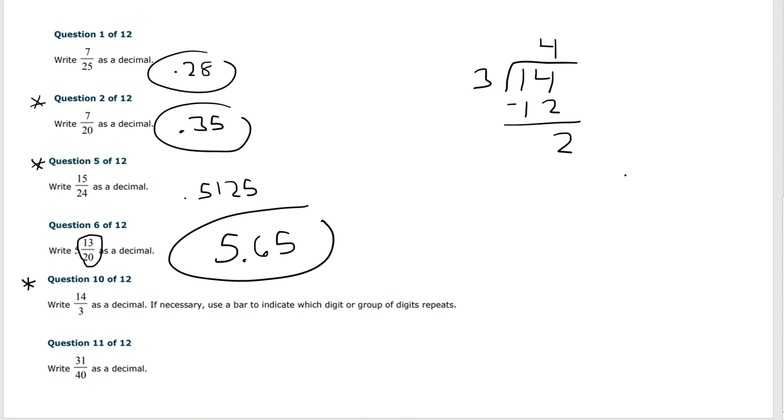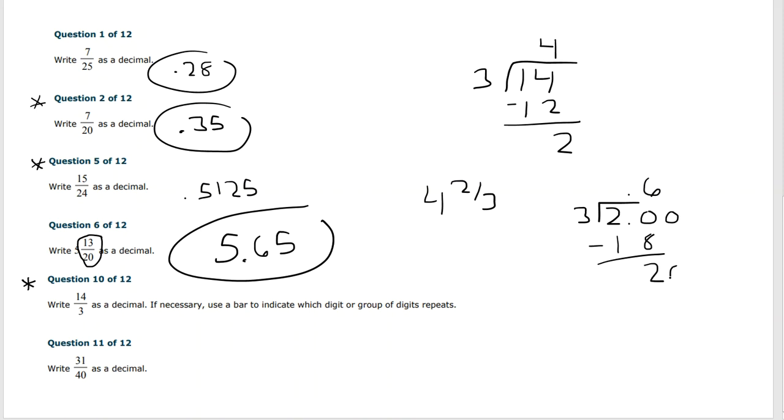Okay, now at this point, we have a remainder of 2. So 14/3 becomes 4 and 2/3. And when we convert 2/3 to a decimal, we're going to take the 2, we're going to divide by 3, we add our decimal and a 0. This is going to be 20. 3 fits into 20 6 times. 6 times 3 is 18. Subtract, we get a 2.